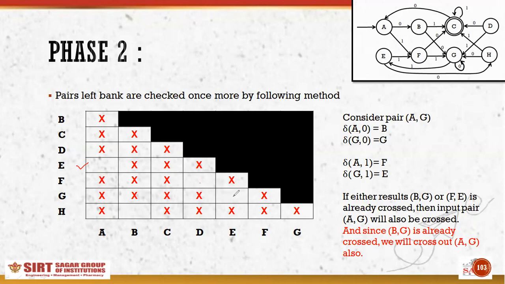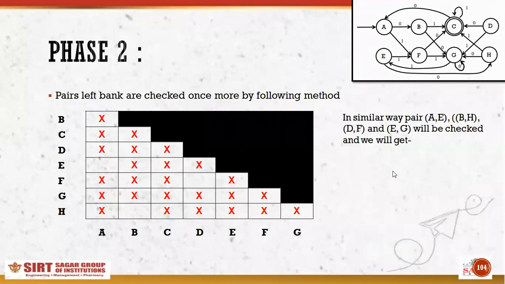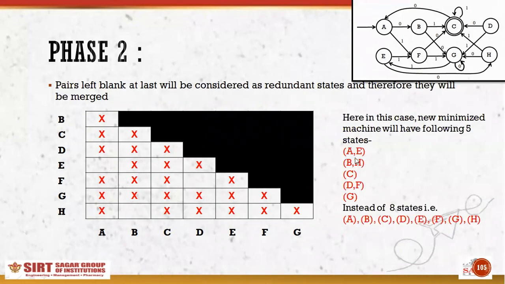DF, EG, and that's it. So I will check these blank pairs once more in phase 2, and what we'll get is that these three pairs will never be marked cross, and this is the moment where we have got our equivalent states. Okay, so AE, BH, and DF are the equivalent states.